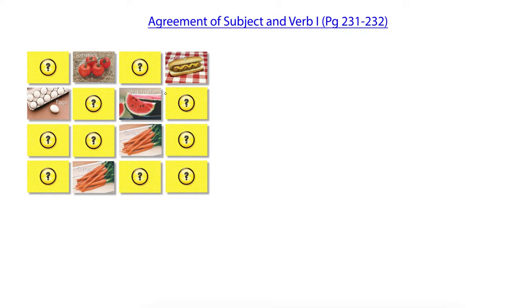Hey, fourth graders. This is agreement of subject and verbs, part one, pages 231 to 232. All right. Before we begin, I want to ask you guys a question.